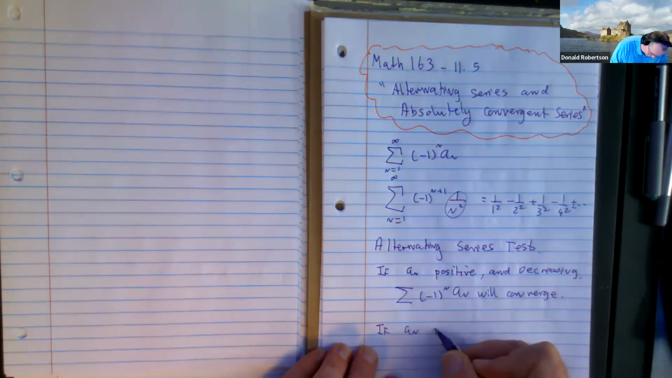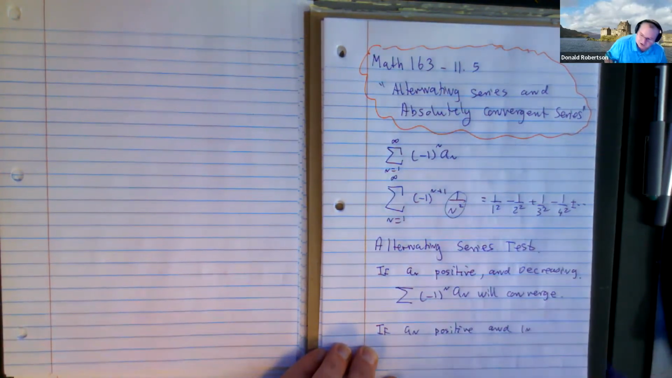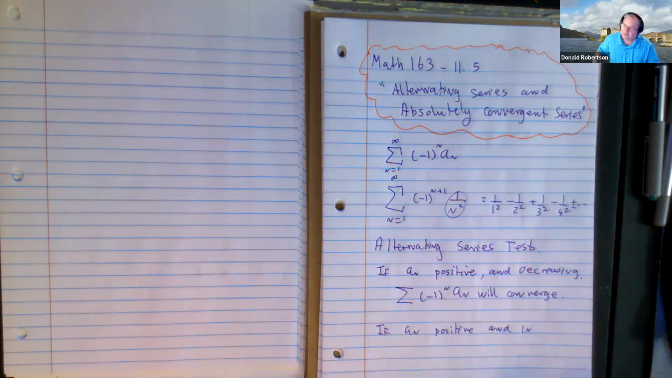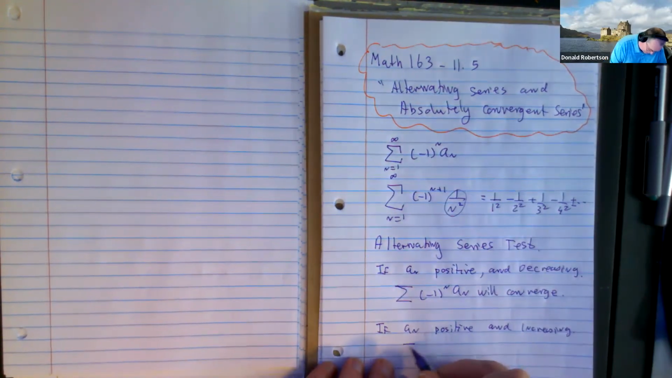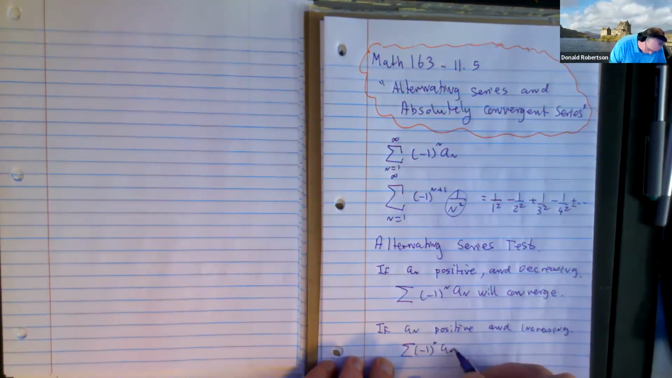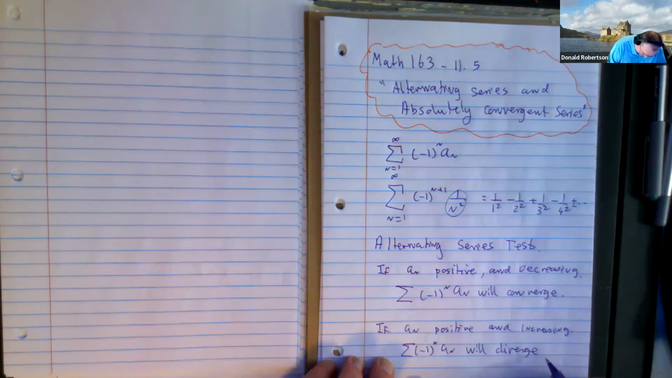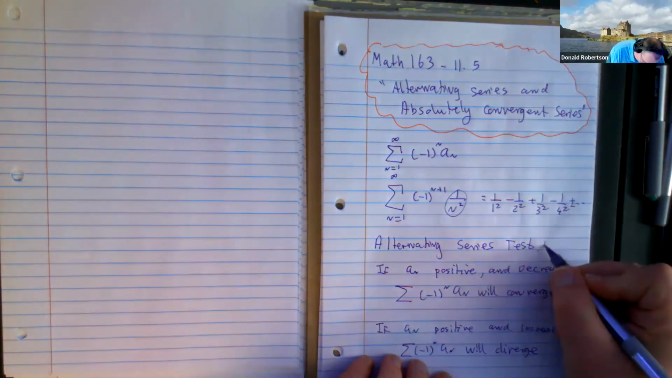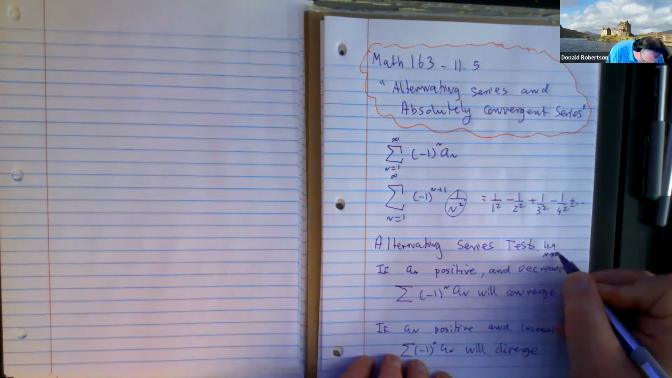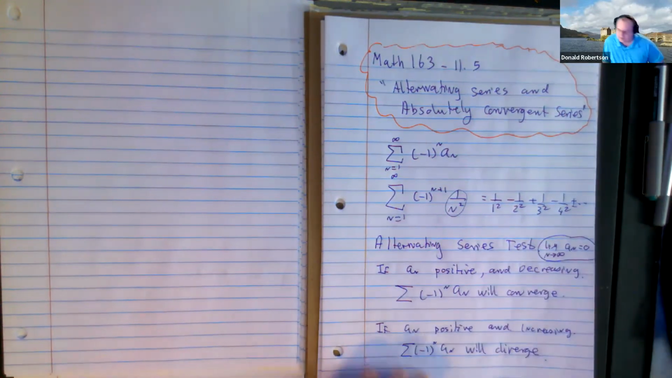If the terms are positive and increasing, so each term's getting bigger than the one that came before, then the series will diverge. Right? With one extra piece of information. The limit of all of the terms has to be 0.